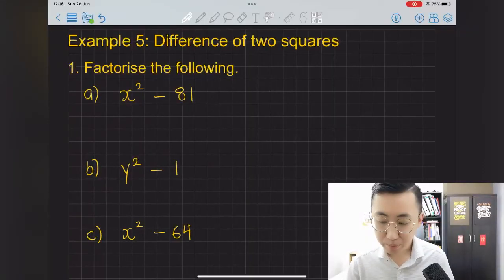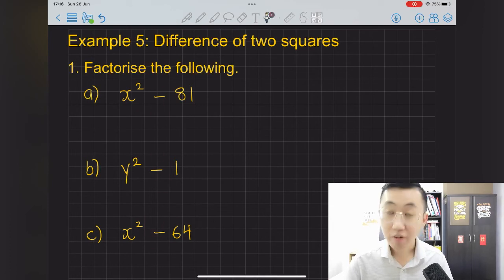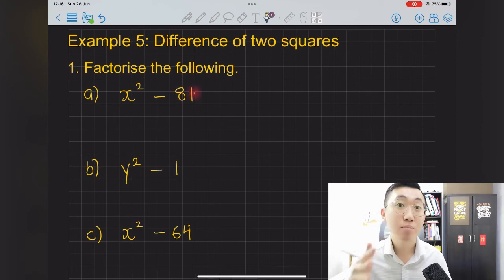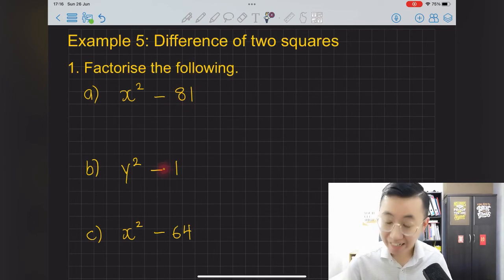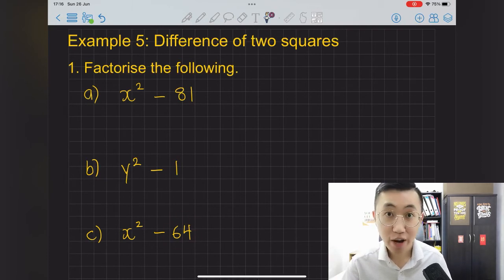Alright, let's do example 5 and see how you actually spot them. So let's stay focused. Number 1, there will be a minus in the middle. That is the first clue I can give you. The second clue is that you are going to see square numbers on the right hand side usually. So 81 is actually 9 times 9. 1 is actually 1 times 1. And 64 right here is actually 8 times 8. So those are square numbers.